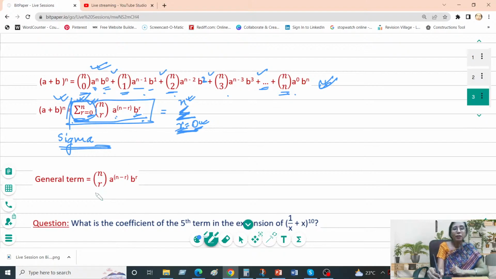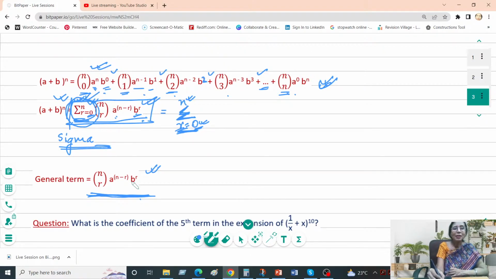Now comes the general term. This is very important, the general term expression. See the difference between the binomial expansion and the general term expression. The part that is missing in the general term is sigma, because for a general term, the R value will be a constant. For the first term, the R value is 0. It will not be changing. For the second term, the R value will be 1. And you will not be having multiple terms added together. So there is no need of this sigma part.